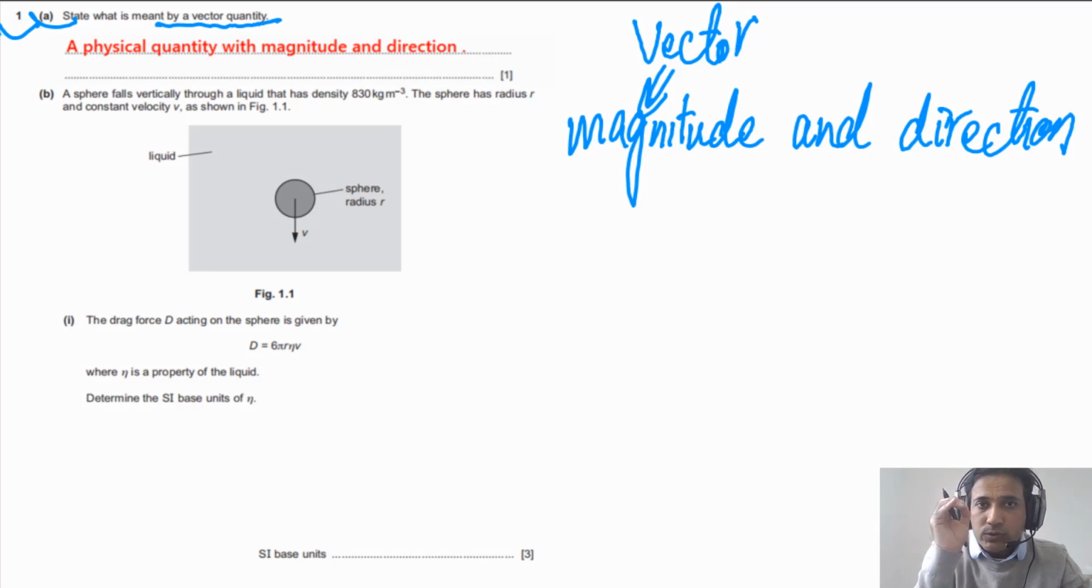It's very important to say physical quantity. A physical quantity is a quantity that can be measured. Friendship and love are not physical quantities because we cannot measure them.